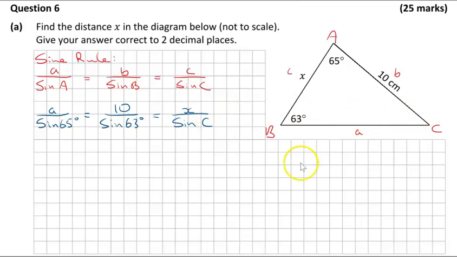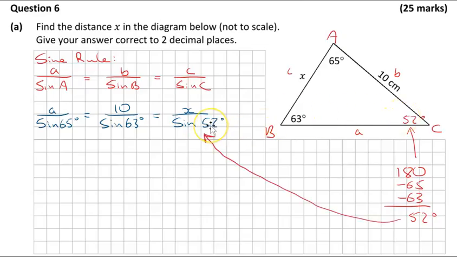so angle C, capital C. Now I can figure out what this angle is, because I know that the three angles in a triangle add up to 180 degrees. So 180 minus 65 minus 63 is 52 degrees. So I can replace that capital C with 52 degrees. So we get x over sine 52 degrees.